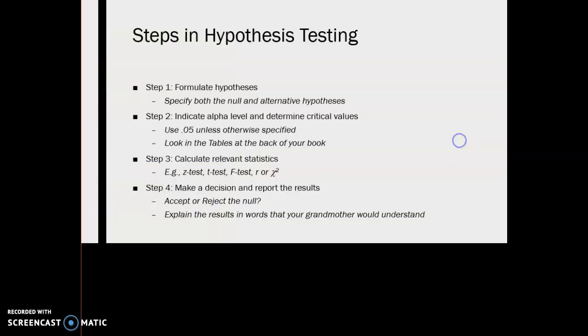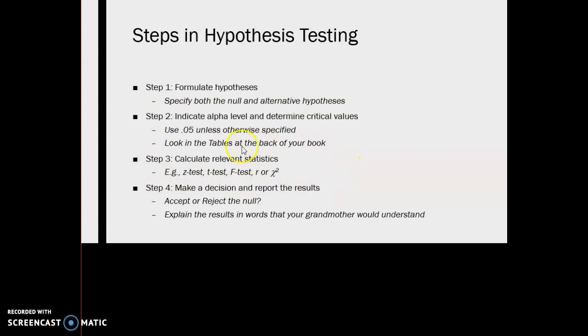All right, so finally, and your textbook goes through this very nicely, there are 4 steps in the process of hypothesis testing. The first, which we've gone over, is to formulate a hypothesis, and in this case, you're going to specify both the null and the alternative hypotheses using the symbols that we've discussed. You're going to indicate your alpha level and determine your critical values, right? So unless I tell you otherwise, or your textbook mentions otherwise, you're going to be using 0.05, and you're going to use the tables in the back of your book in order to determine what the critical values are that are going to serve as the boundaries for your rejection region.